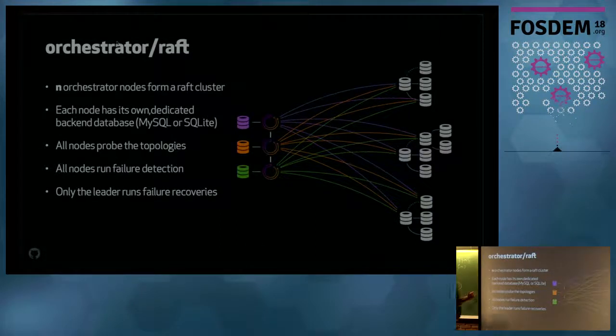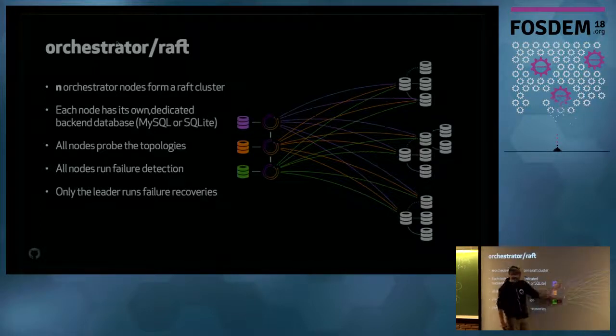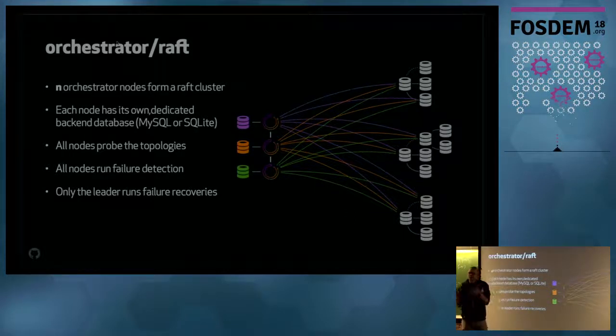An Orchestrator on Raft setup looks like this. So say we have three nodes of Orchestrator. Each still runs its own dedicated database. But that database doesn't necessarily have to be MySQL. It can be, but it can also be SQLite. So I was looking into various potential solutions to an alternative to MySQL. And SQLite just made a lot of sense because it's stable, it's embeddable, it's lightweight, it's small. It really fit our needs.